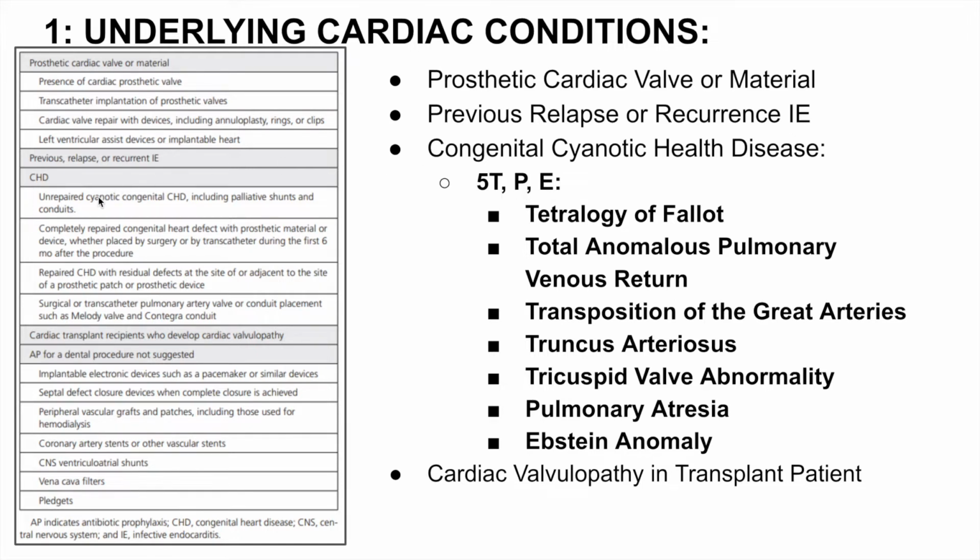But specifically for those conditions, the unrepaired cyanotic congenital heart diseases should be present, including palliative shunts or conduits in the process of repairing those. Then if they're completely repaired but with prosthetic material or devices, whether placed by surgery or by transcatheter, it doesn't matter, but they must be within the first 6 months after the procedure. So if the questions ever ask you in the exams that one of these conditions was repaired completely using prosthetic material, but it's been 8 months, then that patient does not qualify for the underlying cardiac condition section.